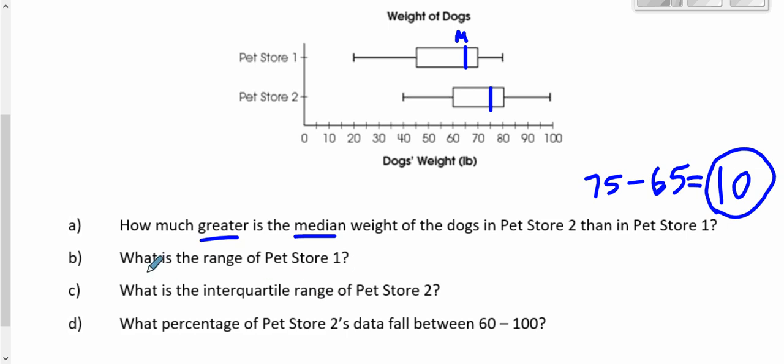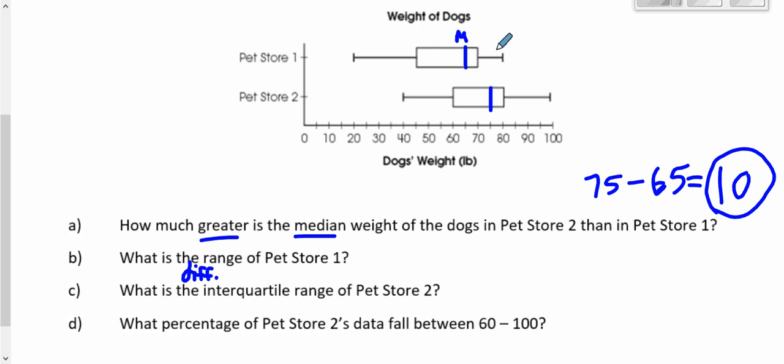We know that range is the... I'm going to erase that and try again. Sorry guys, I'm not writing on my smartboard, which is a little bit of an adjustment. Okay, so range we remember is the difference, and I'm just going to abbreviate that by DIFF. Range is the difference. We do big minus small. So pet store 1 is right here.